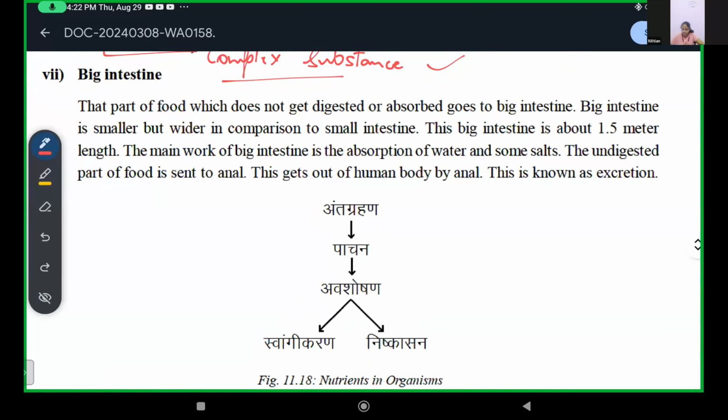It is smaller but wider in comparison to the small intestine. It is about 1.5 meters in length. The main work of the big intestine is the absorption of water and some salts. Then the undigested part of food is sent to the anus and gets out of the human body. This is known as excretion. It is excreted out of our body in the form of urine or feces.